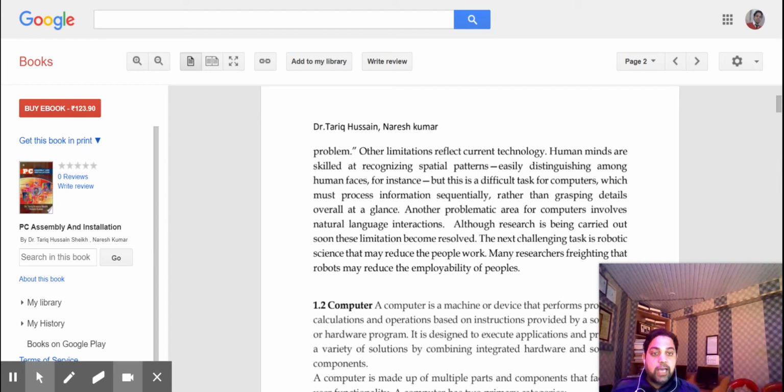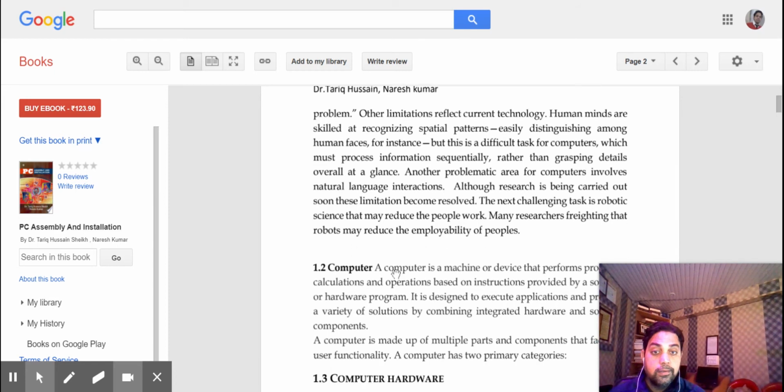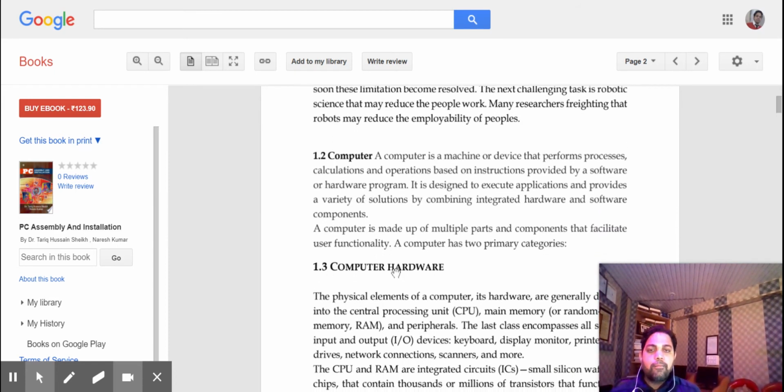The next challenging task is robotic science that may reduce people's work. Many researchers writing reports say it may reduce the employability of people. It may possibly reduce people's work and cause unemployment. These are some of the limitations of the computer.